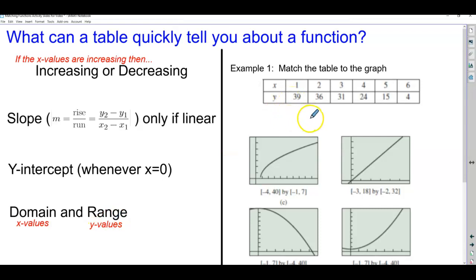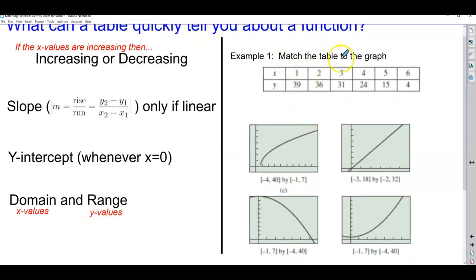So let's give this a shot quick. We're going to try example number 1, match the table to the graph. I'll show you a couple of things, but as soon as you know the answer, you move on and you don't have to check all of these.